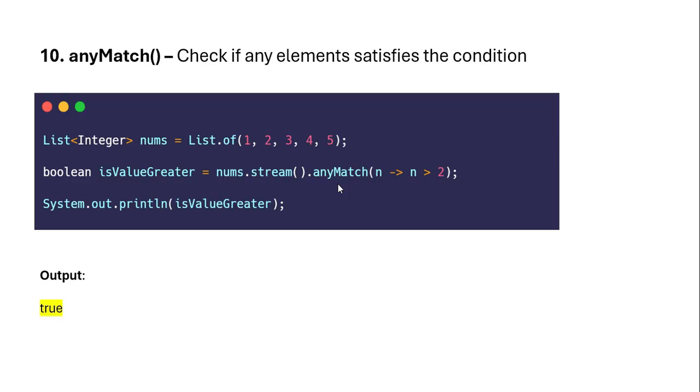It is going to check only one of them for the condition. It does not need to be all of them, just one of them. And if at least one of them satisfies the condition as mentioned here, it is going to print true.